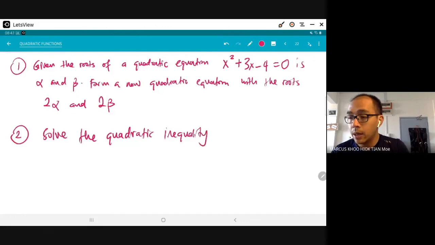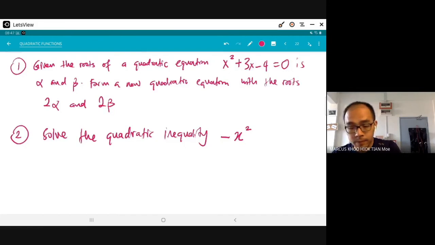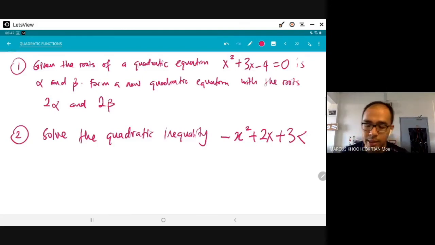negative x squared plus 2x plus 3 is less than 0. I want you to try these two first. I'll give you maybe about 10 minutes and then we'll quickly discuss this. Okay, give it a try, everyone.